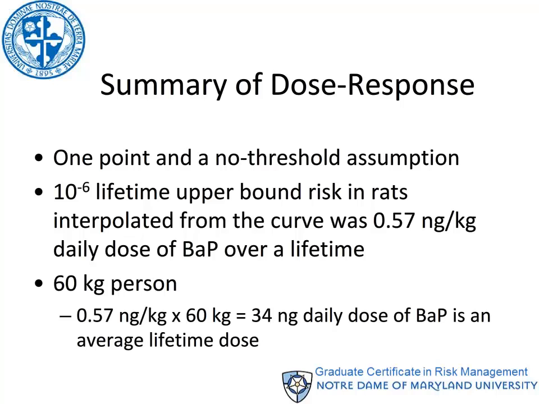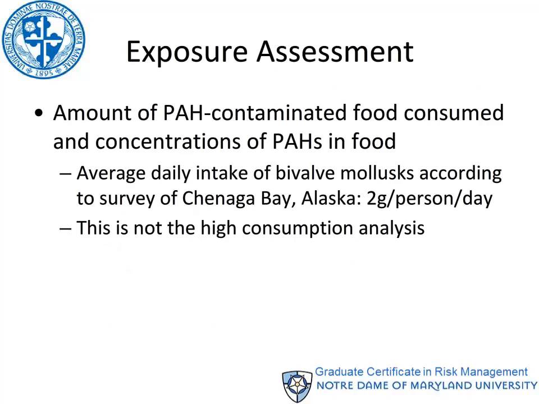If you consume less than 34 nanograms a day, then you have less than a 1 in a million chance, and that would be considered a tolerable level of risk. Step 3 in the risk assessment is the exposure assessment. This is where we figure out how much of the PAH-contaminated food is consumed by Alaskan natives, and we figure out the concentrations of PAHs in those foods.